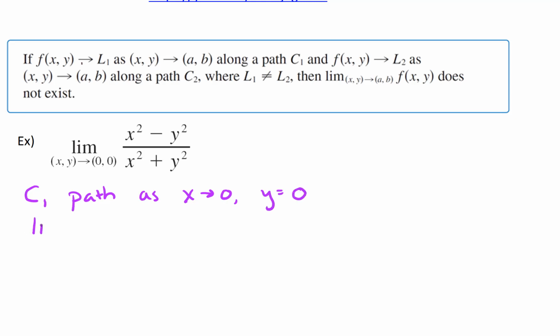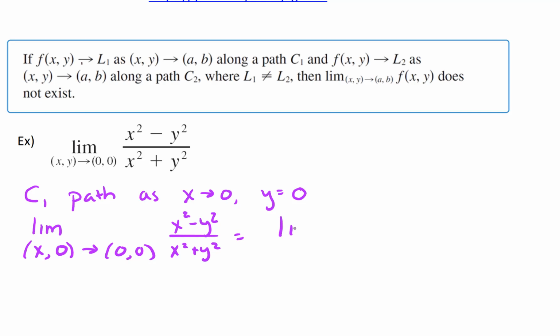Okay, so let's take the limit as x goes to 0, y is fixed at 0, and that's just equal to, plugging in y equals 0, the limit as x goes to 0 of x squared over x squared. And the reason for that is that y equals 0. We fixed that, and so we just plugged in 0 for the y squared. Well, this all simplifies. If we cancel out here, this just simplifies to a big 1, and the limit as x goes to 0 of the constant 1 is just 1.